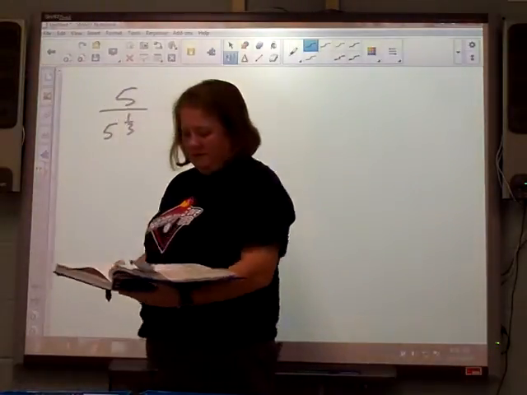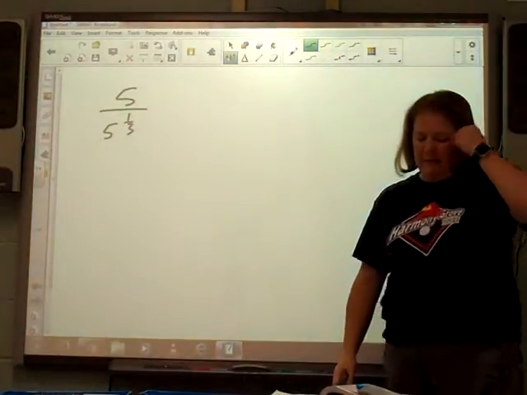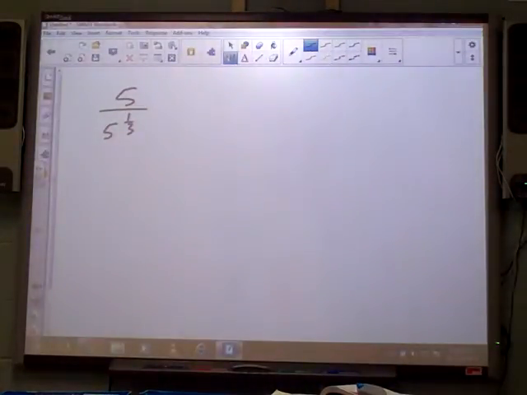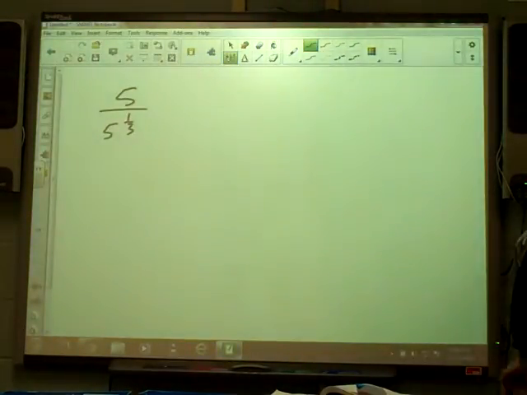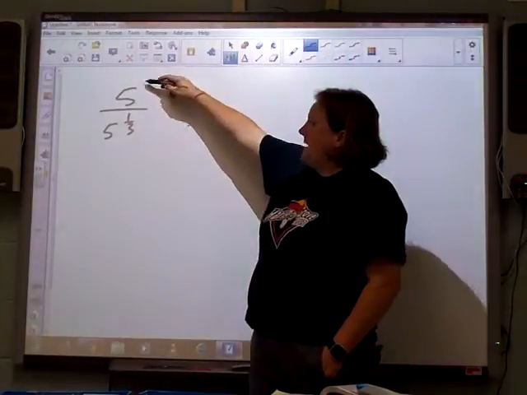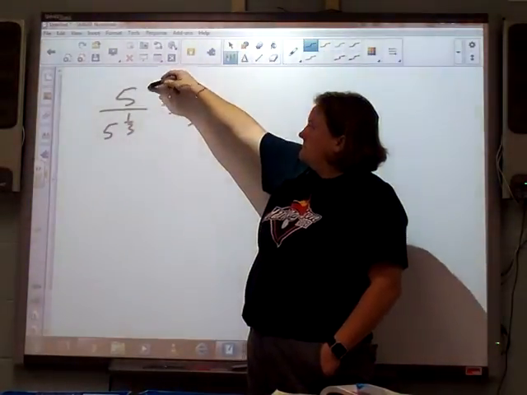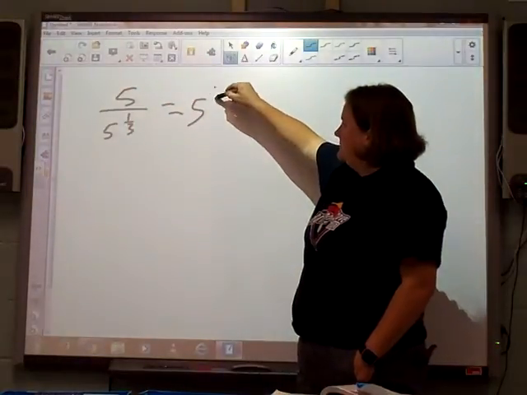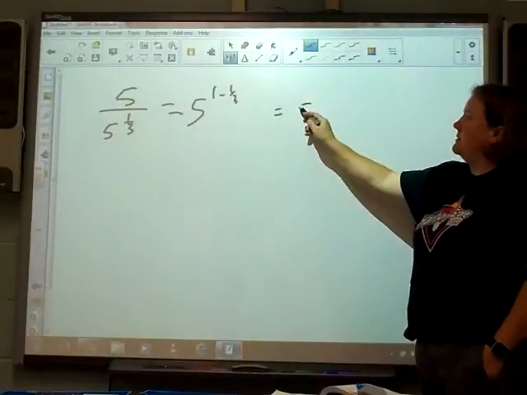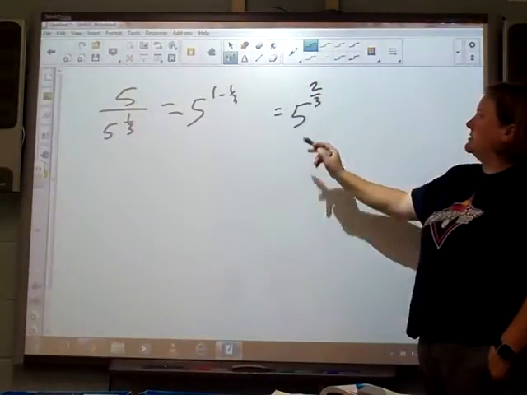Alright, got a simple one to start with. 5 divided by 5 to the 1/3. It's the same base, 5 and 5. So what does the quotient rule say to do when we have the same base? What happens to our exponents? You subtract them. So I'm going to have 5. What's the power on this 5? 1. And then 1 minus 1/3 is 2/3.